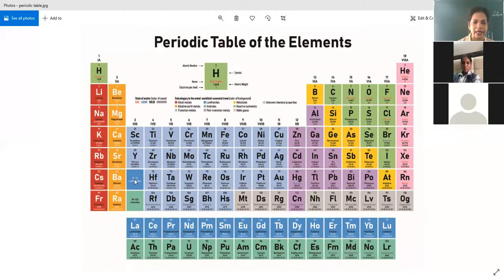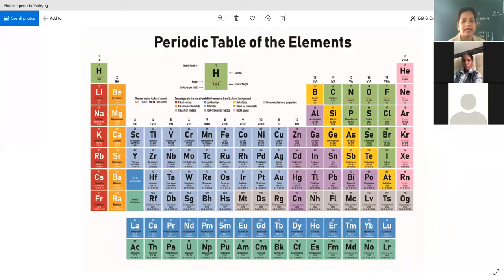You cannot see La written here. Actually, this La is to be written here. Not only La, all these blue shaded elements are to be packed and kept inside this box. But there is no space to include all these 14 elements. So lanthanum is normally written here. Then all cerium to lutetium are to be very well packed. They were to be squeezed in there, but there is no space, so we are writing them separately.